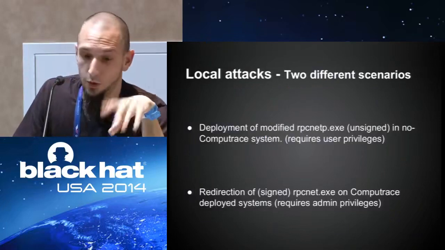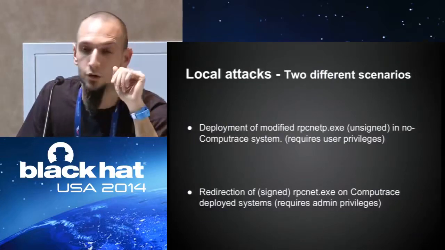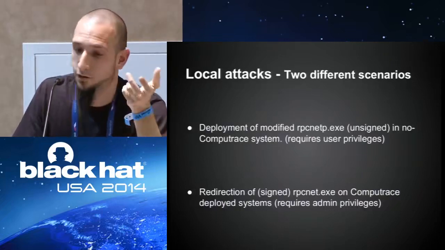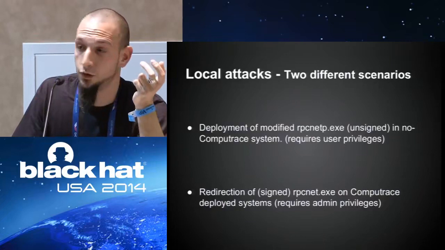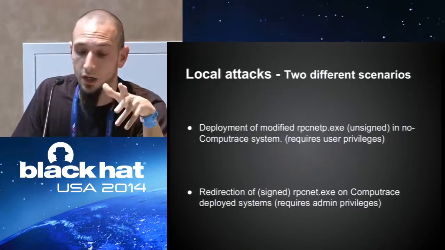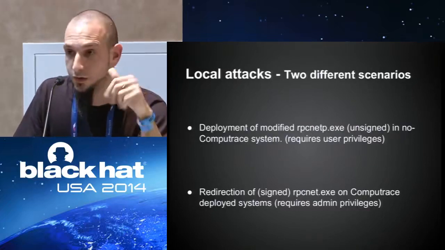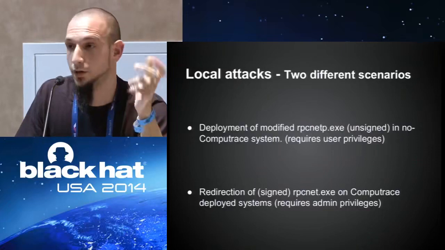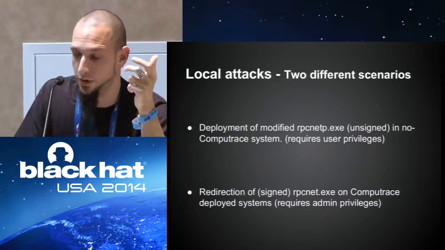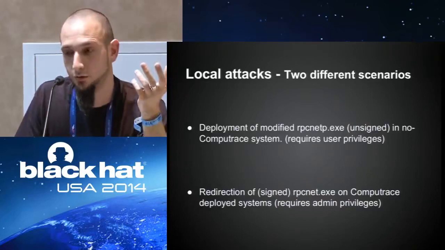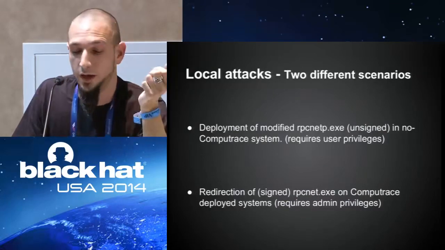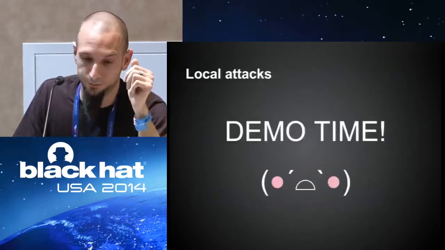So for the demo, I will show the two different scenarios I mentioned before. I will show how RPCNetP can be modified to get a connect-back mechanism. For this method, you only need user privileges. In the second scenario, we are going to modify the Windows registry to get RPCnet, the signed agent, redirected. And in this case, because you need to modify the system Windows registry, it requires admin privileges.